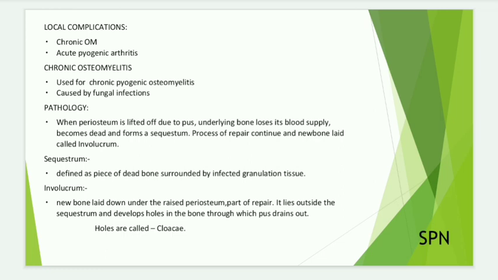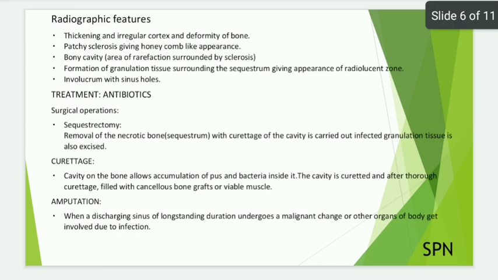Your holes are called your cloaca. Next, your radiographical features: thickening and irregular cortex and deformity of the bone, patchy sclerosis giving honeycomb-like appearances. The bony cavity is an area of rarefaction surrounded by your sclerosis, and formation of granulation tissue surrounding the sequestrum giving appearance of radiolucent zone. And you can also see involucrum with sinus holes.